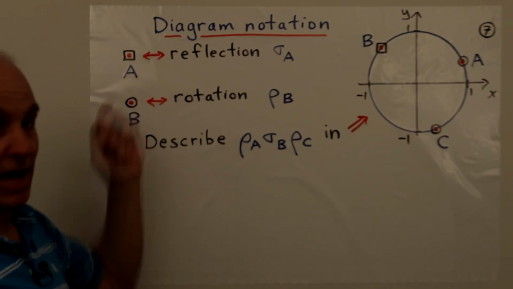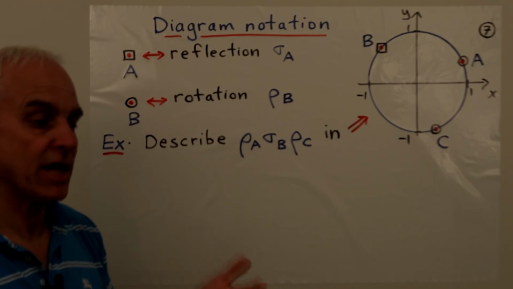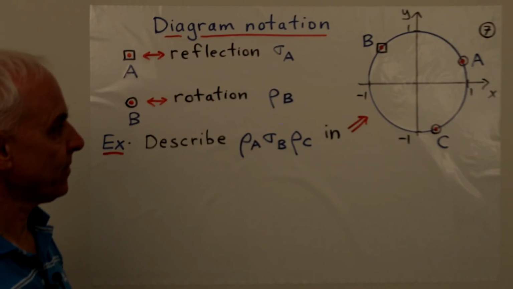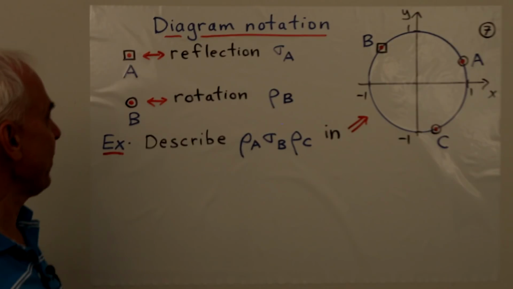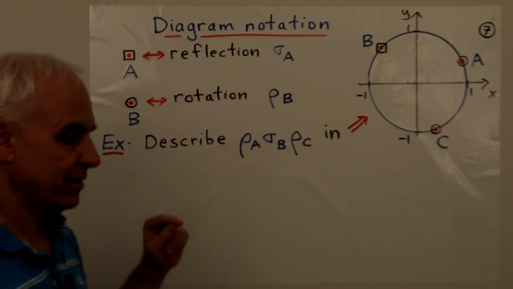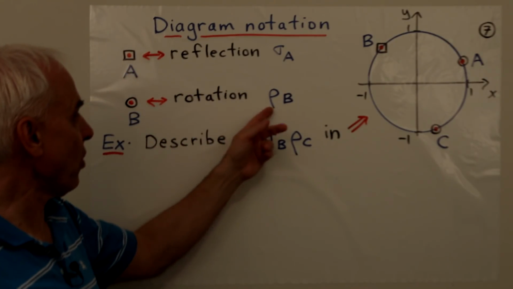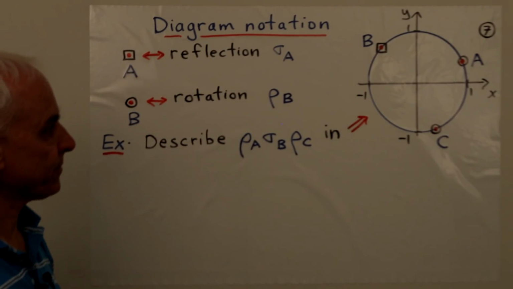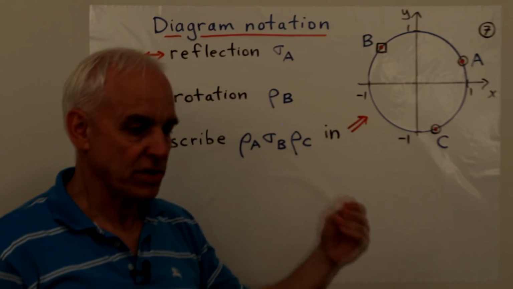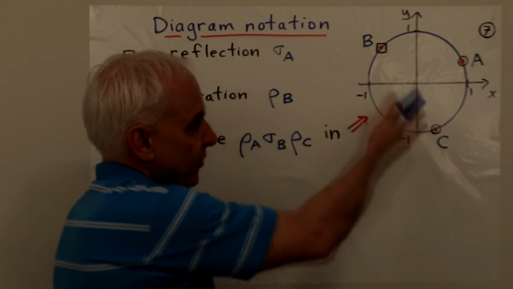So if we have a point A on the circle, if we draw a little square around it, let's use that to represent the reflection sigma A. And if we have a point and we draw a little circle around it, let's use that to denote the rotation rho sub B if the point is B. So that means that we could describe rotations and reflections by little diagrams like this thing here.